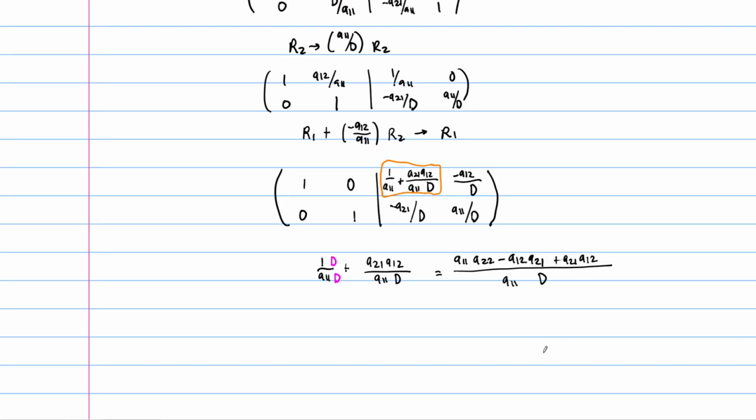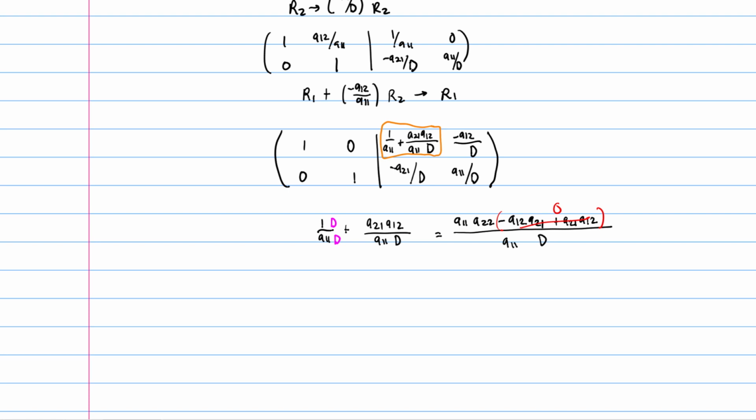times D. Notice now a couple things are going to cancel, right? We have A21, A12. Remember, the order doesn't matter here. So these two terms are the same, and they'll cancel. And then after those are gone, then you'll see that the A11 will cancel. And so all that's left in this upper left-hand term here is A22 over D.